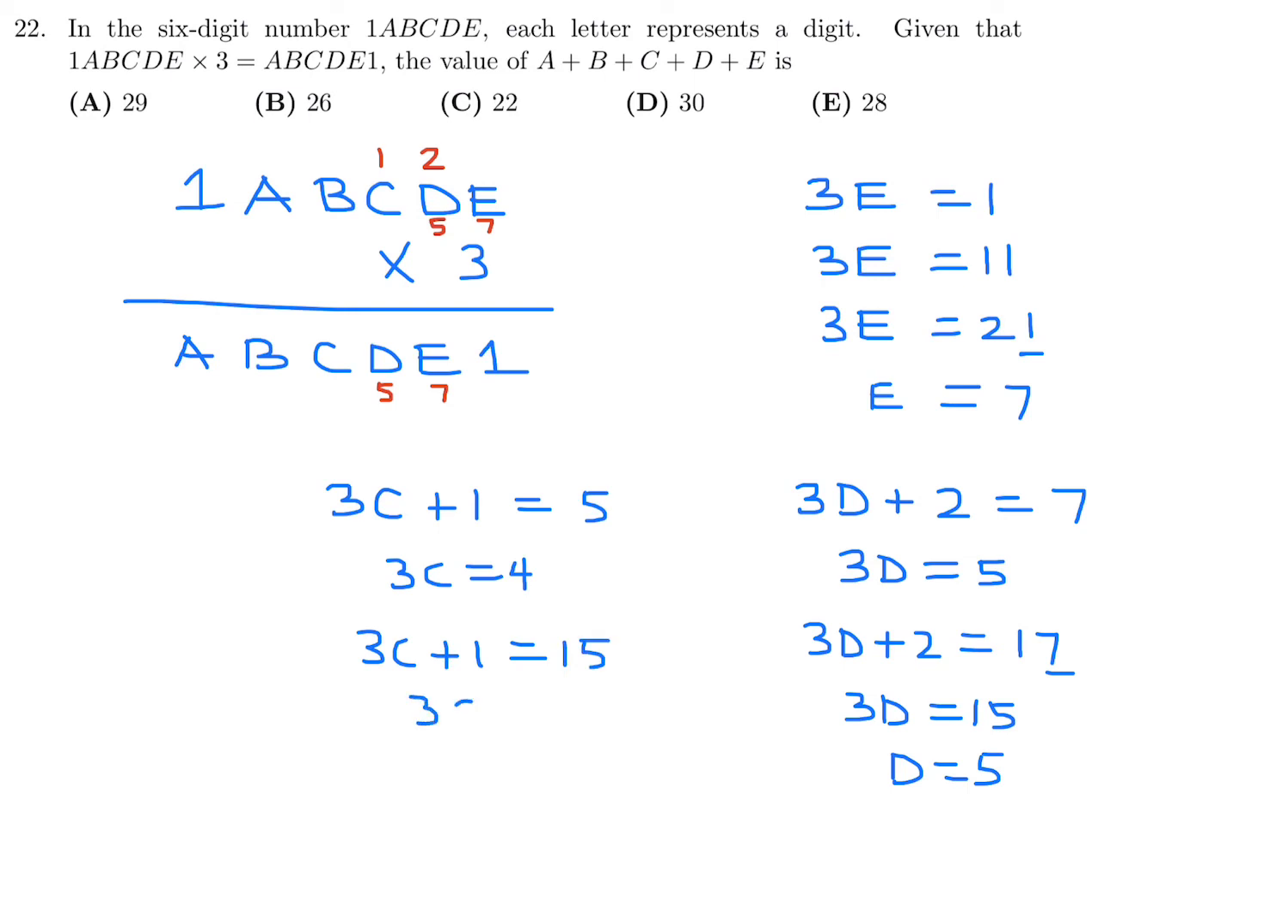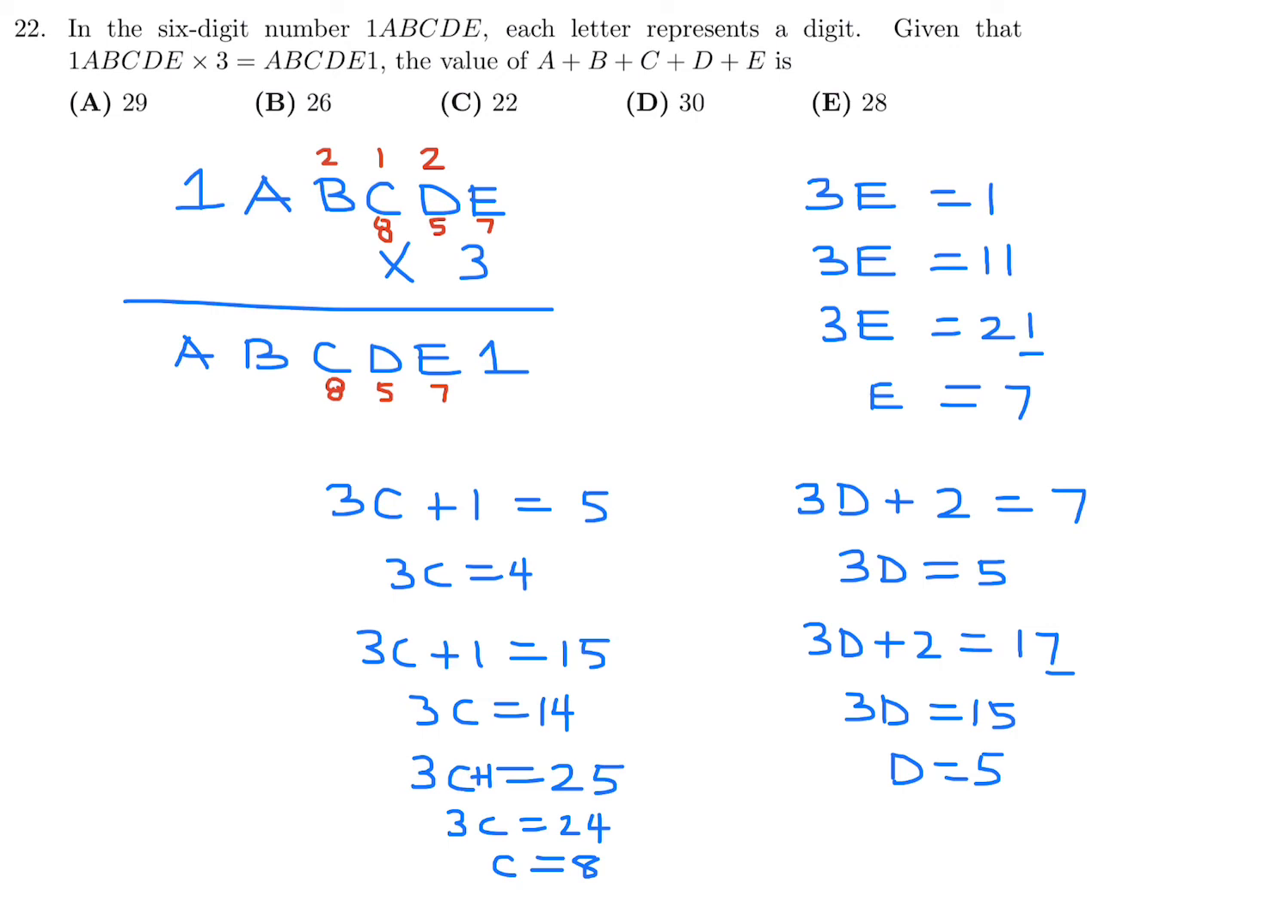Let's see. 3C equals 14. That doesn't work. 3C plus 1, 25, I should say. And therefore 3C is 24. That works. C becomes 8. Okay, so let's put that in there. C is 8. Is there a carry? 3 times 8 is 24. Plus the 1, 25. We put the 5 here, and then therefore the carry goes here. That's a 2.